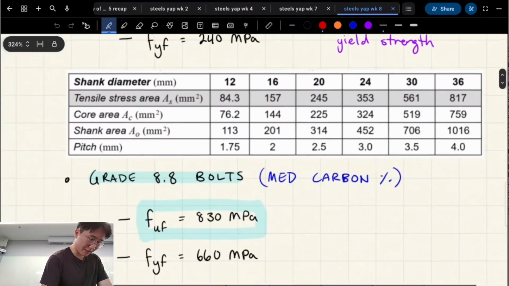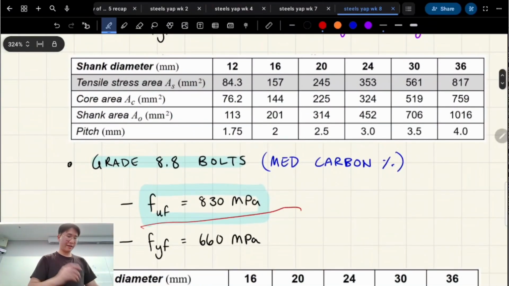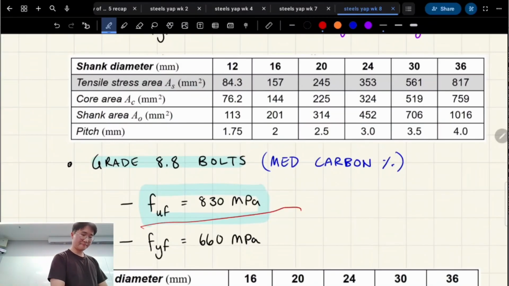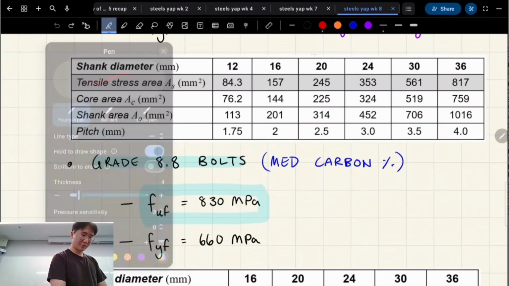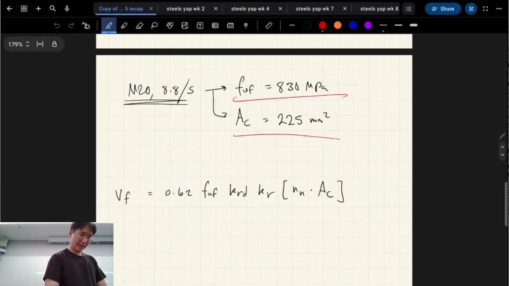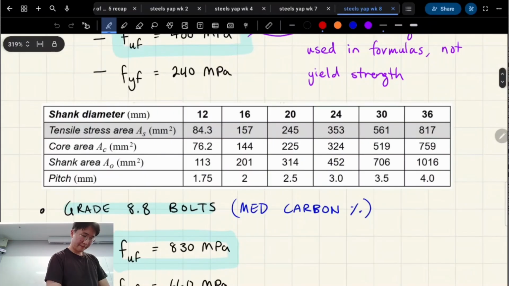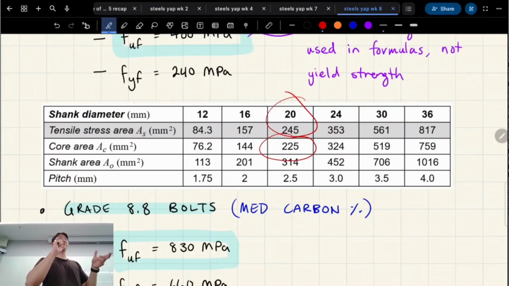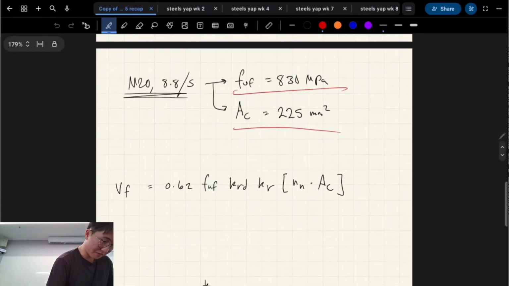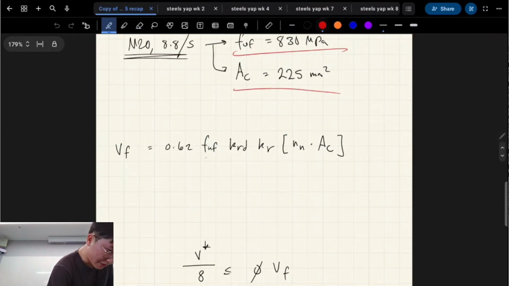So the 8.8 bolts, right? We have this much ultimate strength, right? And core area for M20 bolts, we have a core area of 225 millimeters squared, right? So that's what we take. We plug it all into this equation. This one's 830. This one's 225.